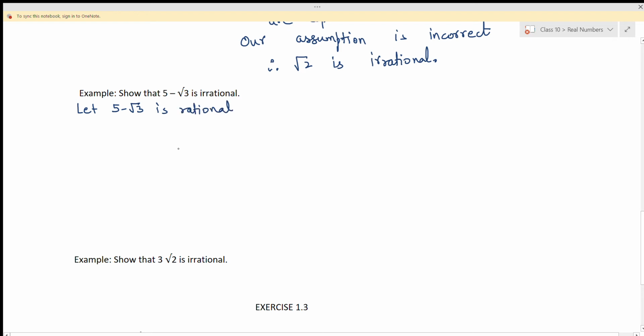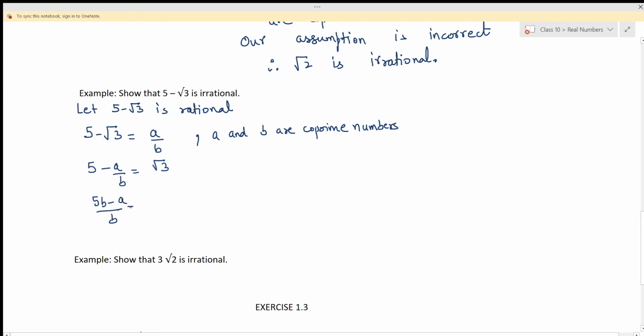Now if 5 minus root 3 is rational, again I can represent it in the form of a by b, where again a and b are co-prime numbers. So let's take root 3 on one side and other numbers on another side. So 5 minus a by b is equal to root 3. So when I solve it, I will get (5b minus a) by b is equal to root 3.